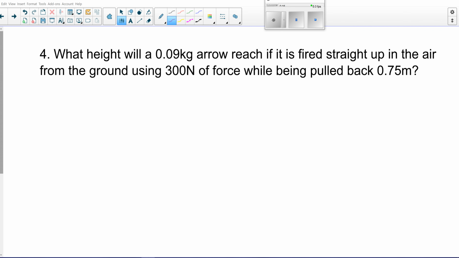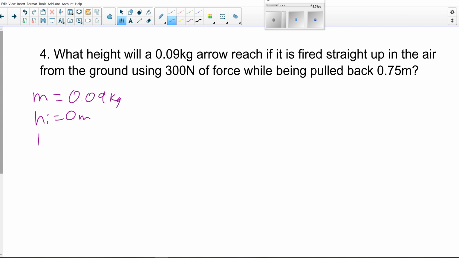So we are looking for the height an arrow will reach if it is fired straight up in the air from the ground using 300 newtons of force while being pulled back 0.75 meters. So somebody was lying on the ground, pulled back a bow with an arrow in it, and then fired it. You want to see how high that arrow will go if it started from the ground. So we know the mass as one of our givens, 0.09 kilograms, so it's 90 grams.